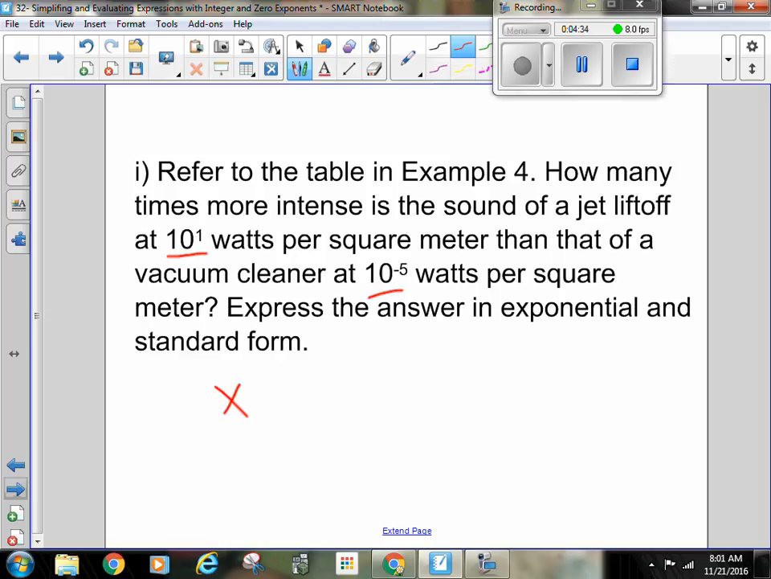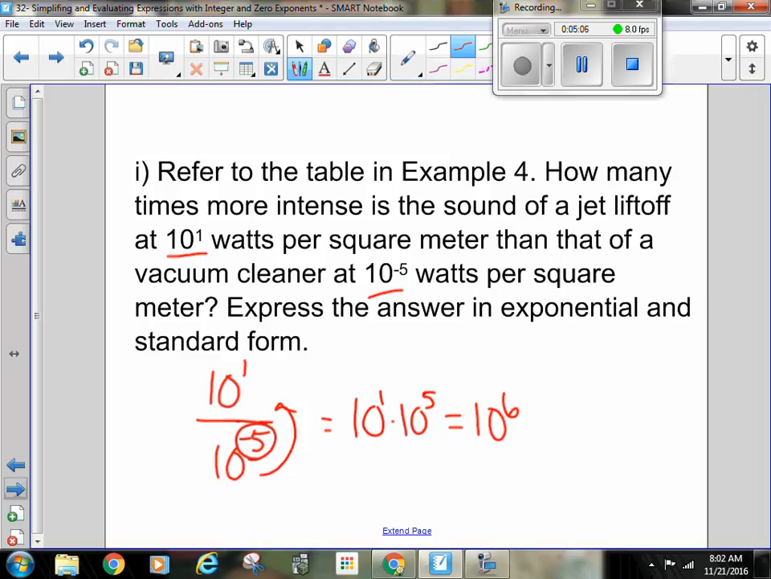Okay, so what they want us to do is take 10 to the 1st power over 10 to the negative 5th power, and they want us to simplify this. This is telling us how many more times intense it is. Well, this has a negative power, so that means I'm going to move it up to the top. So I get 10 to the 1 times 10 to the 5th. So now it's a positive 5 because I moved it. So I get 10 to the 6th power, and that would be the exponential form.